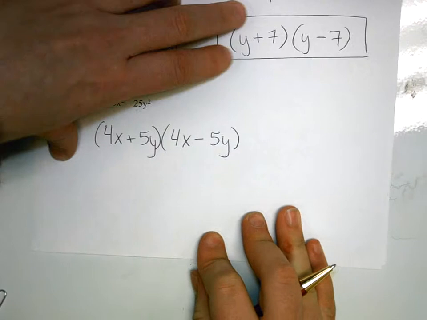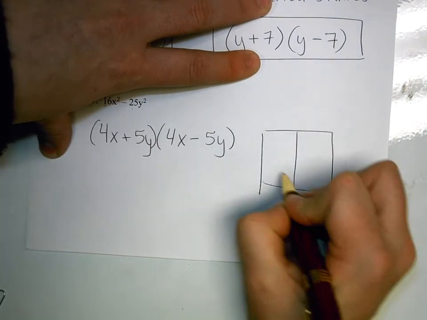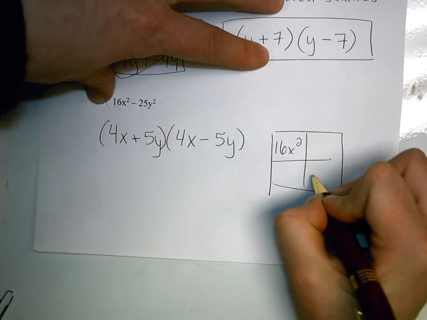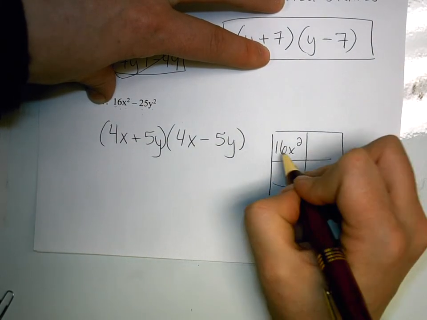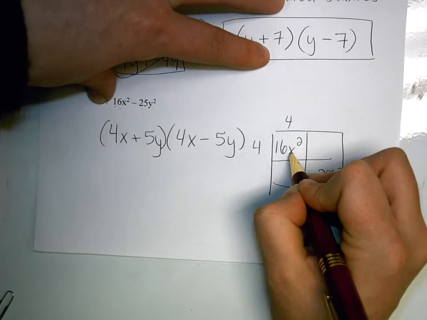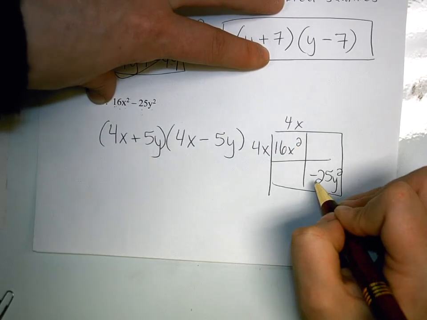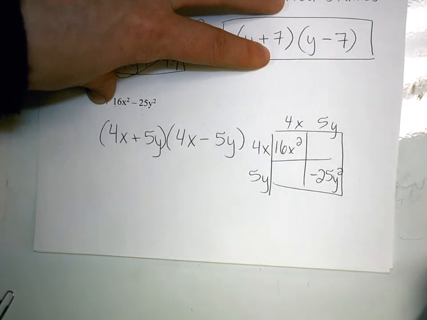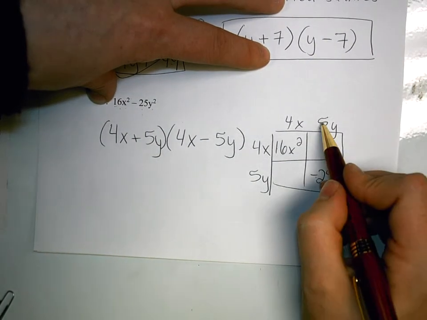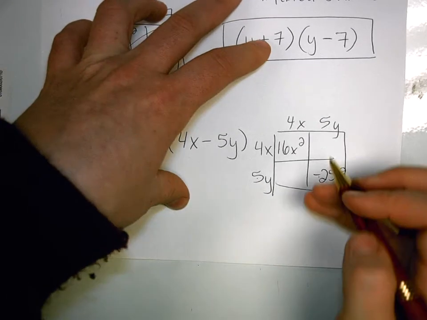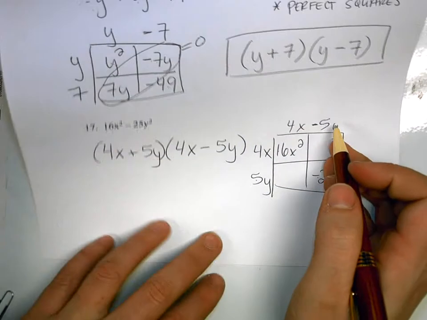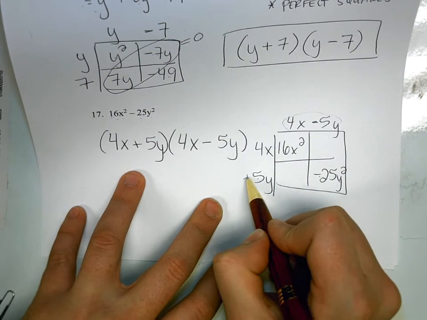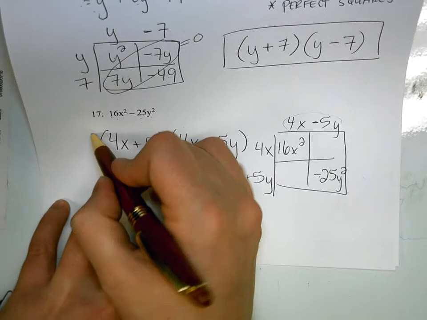If I show that as an area model, I would put my first term in the top left, my second term in the bottom right. 4 times 4 gives me 16, but I need x squared, so I need to do x times x. 5 times 5 gives me 25, but I need y squared, so I need y times y. And then I have negative 25, so 5 times 5, one of these has to be negative. So you can see I have 4x minus 5y and 4x plus 5y, because one of them is positive. And that would be your final answer.